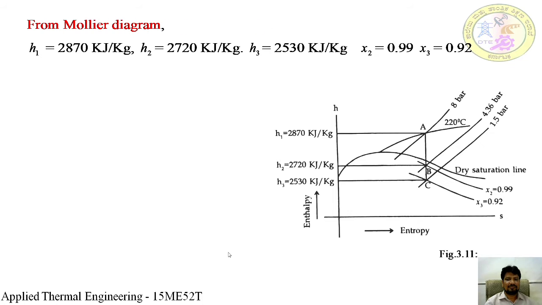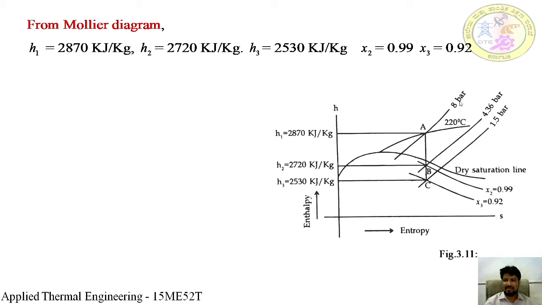Now from the entropy diagram or Mollier diagram, mark the points A, B and C. So how to mark the point A? The point A is the important one, corresponding to a pressure and temperature values.